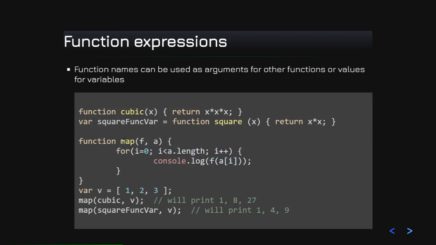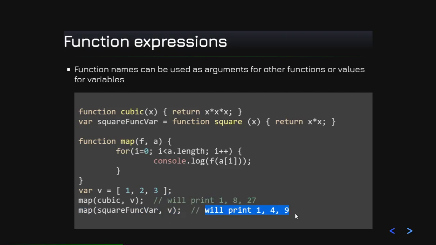And then we can call this map function using the cubic function and the vector v. So this cubic is this one, or we can call it using this variable, which has the square function as its value, okay? And of course this one will print 1, 8, 27, this one will print 1, 4, and 9.